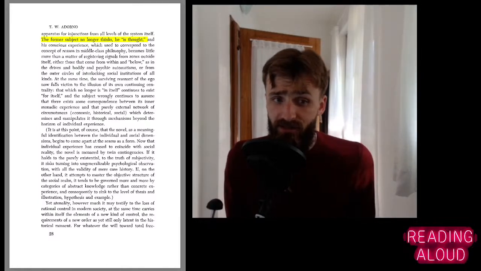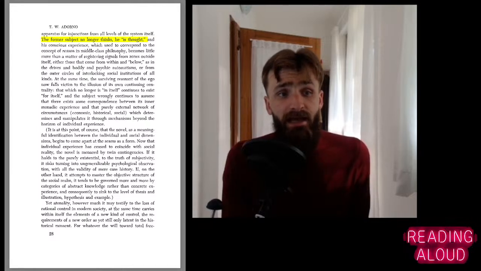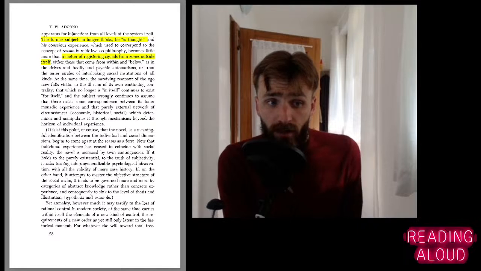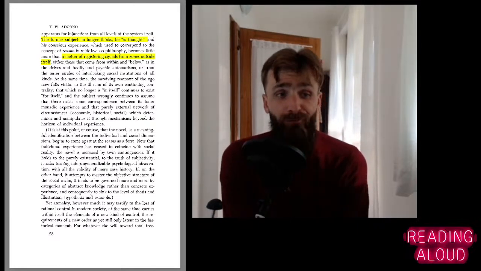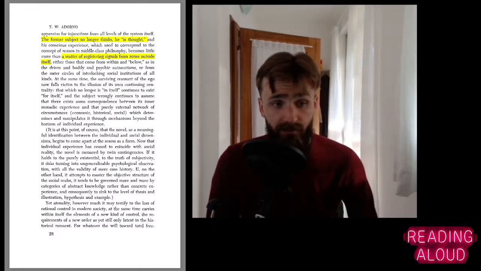to the concept of reason in middle-class society, middle-class philosophy, becomes little more than a matter of registering signals from zones outside itself, either those that come from within and below, as in the drives and bodily and psychic automatisms, or from the outer circles of interlocking social institutions of all kinds.